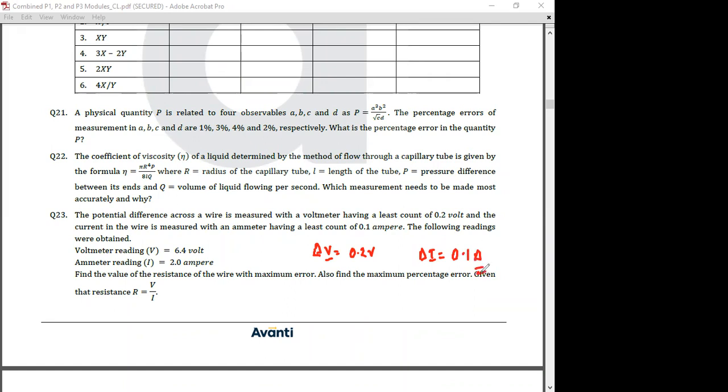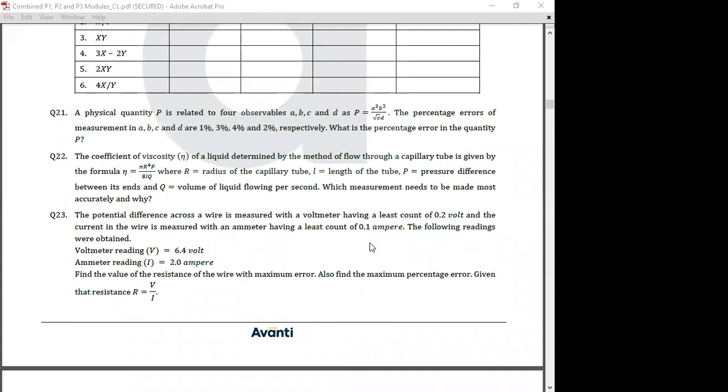So now I guess all of you can solve this. Raise your hand. Can you solve this now? Because here delta R by R will be given by delta V by V plus delta I by I. Okay, chalo. Clear? This is done. 23, done. Anyone have doubt in this 23 one? Okay, very good. No, sir.